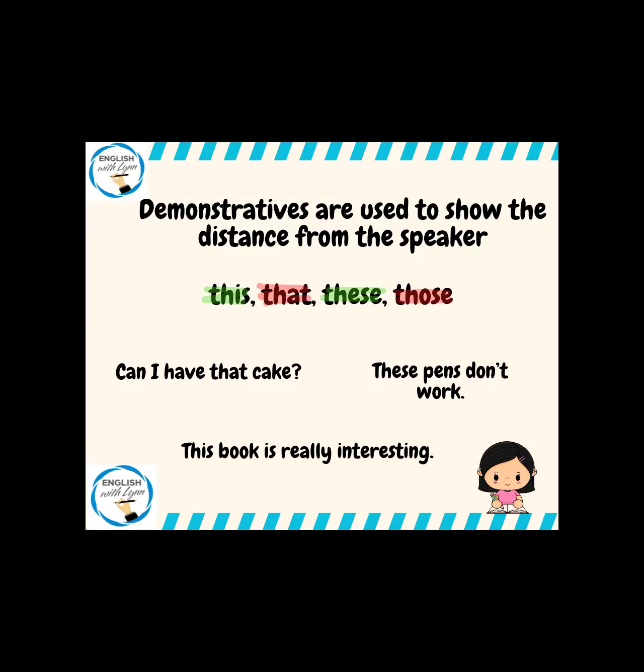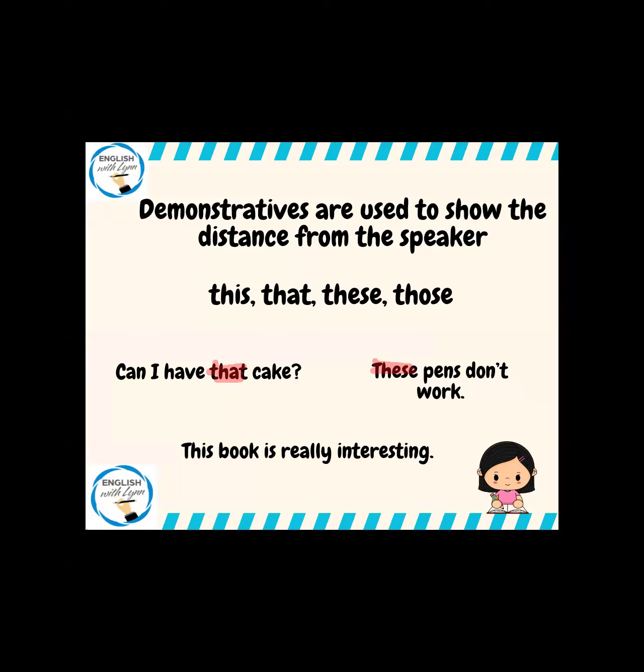Okay, so looking at my sentences, can I have that cake? It is likely that the cake is behind the counter and I'm stood pointing at it, so it's further away from me. It's not in my hand. So, can I have that cake? The cake is singular and it is far away from me. If I am speaking about these pens don't work, I'm likely to have a number of pens in my hand, so they are close to me.